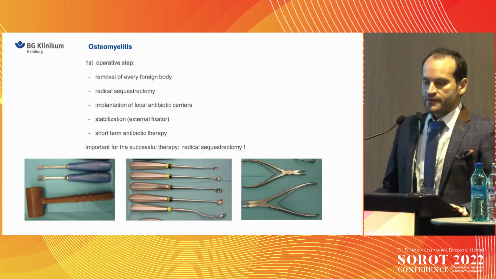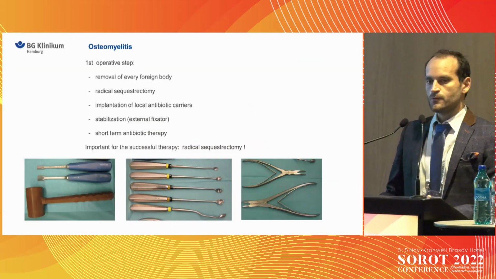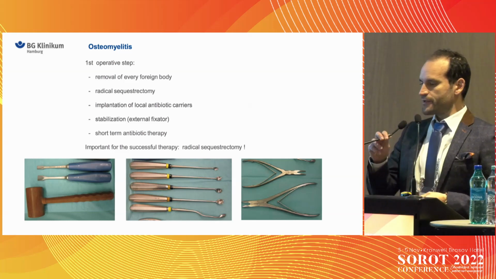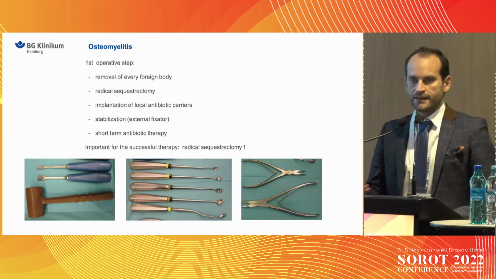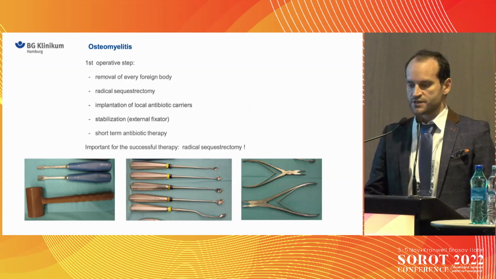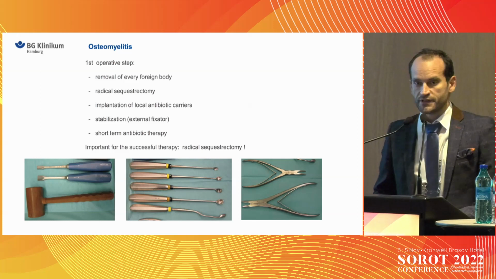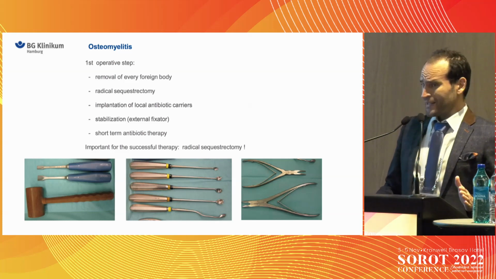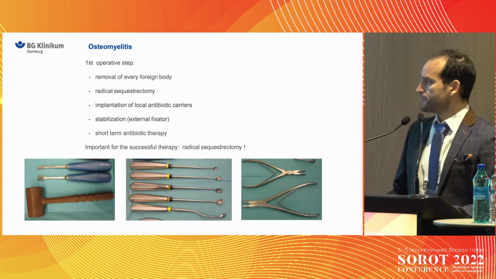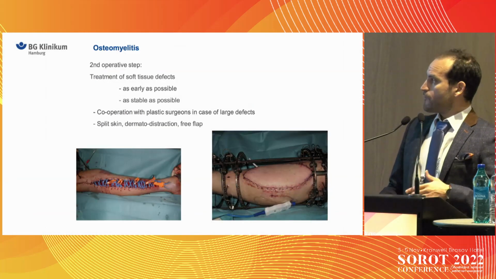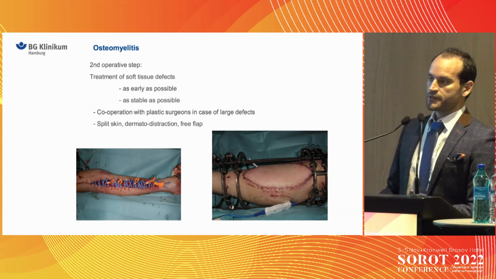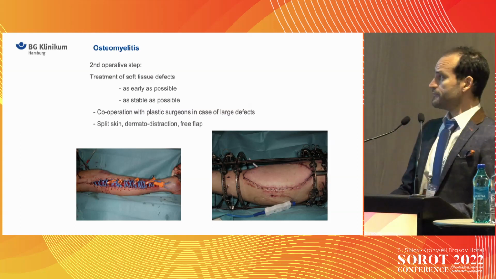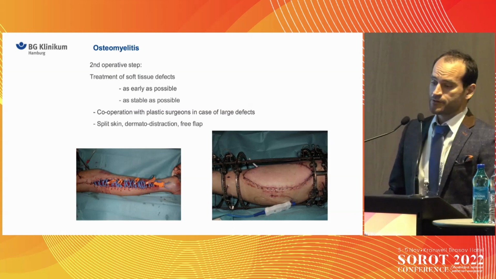So we have to treat the infection. What do we do? First of all, we have to have some cultures from the bacteria that we have. That's why we have to go there and perform a surgery, remove every necrotic tissue, and take some samples, okay? But every necrotic tissue has to be removed. When we remove the necrotic tissue, then we have to treat the soft tissue defects, okay?